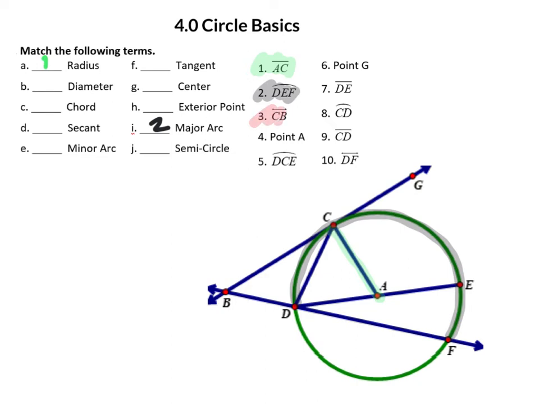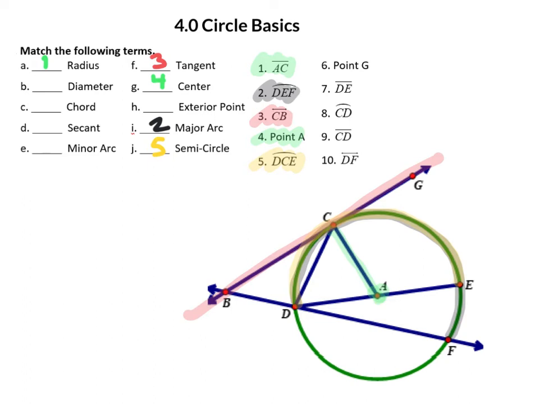What do we got? This is line CB. Line CB hits the circle once, and that would mean it's a tangent, so that's a tangent line. What do we got next? Point A right here. Well, that's our center point, isn't it? That's easy. It is our center. Arc DCE. Oh, it goes exactly on a diameter. So it's half of a circle. So that's a semicircle, isn't it?